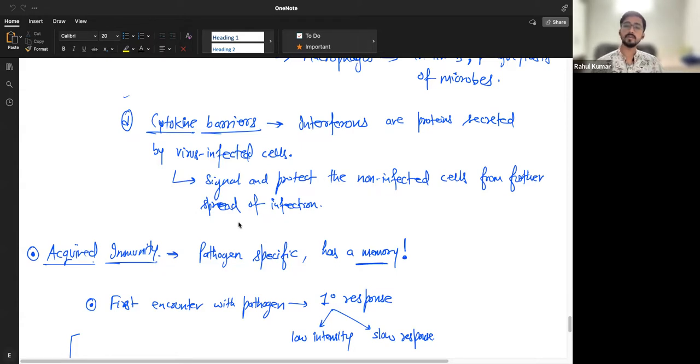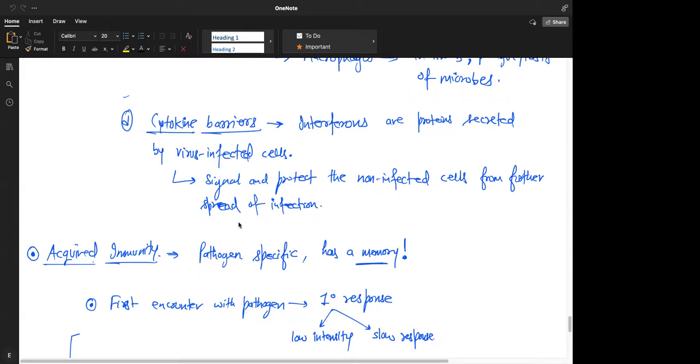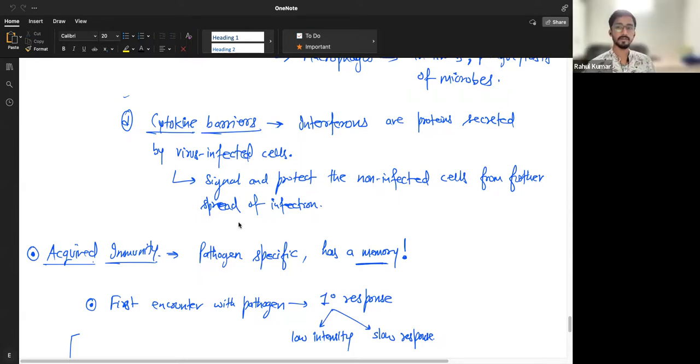These are protein molecules secreted by virus-infected cells. Those cells which are infected by a virus and are most likely to die themselves secrete these interferons, which help the adjacent, non-infected cells to protect themselves and to stop the spread of infection.